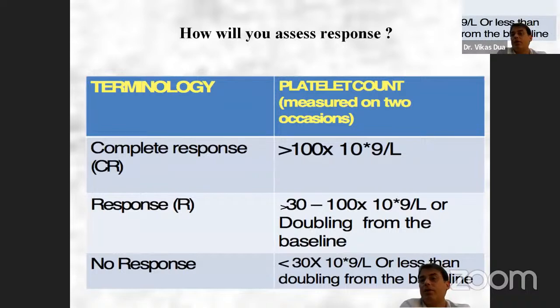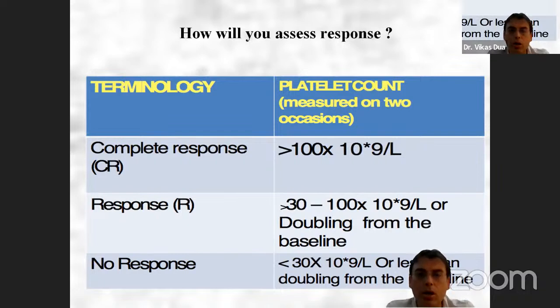Then how will you assess a response? How will you say that the patient has responded well? So if a patient is being started on one medicine and on two separate occasions the platelet count is more than 100,000, more than 1 lakh, then you say that there is a complete response. Then what is a partial response or just a response? If it has increased to more than 30,000 or doubling from baseline.